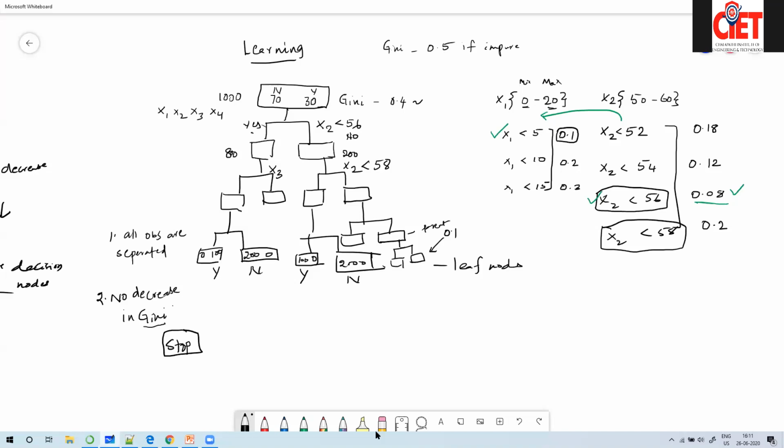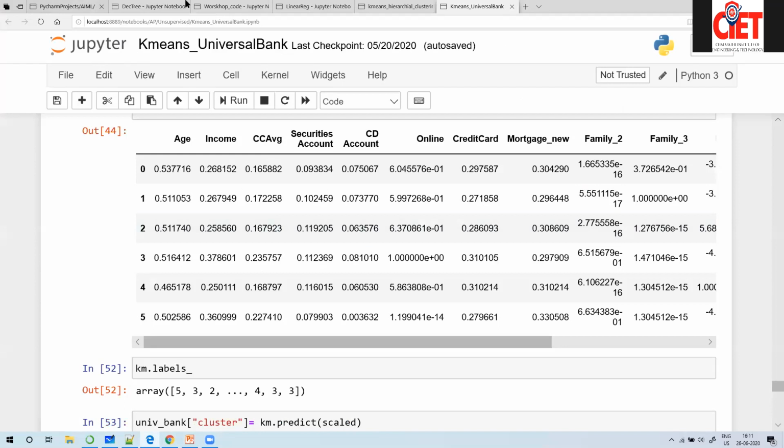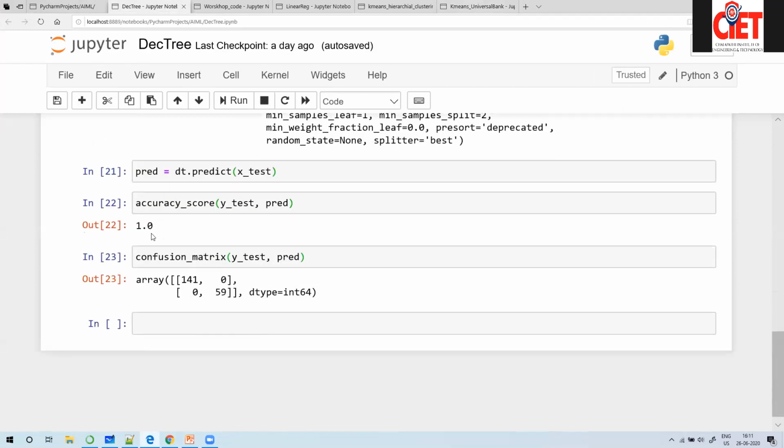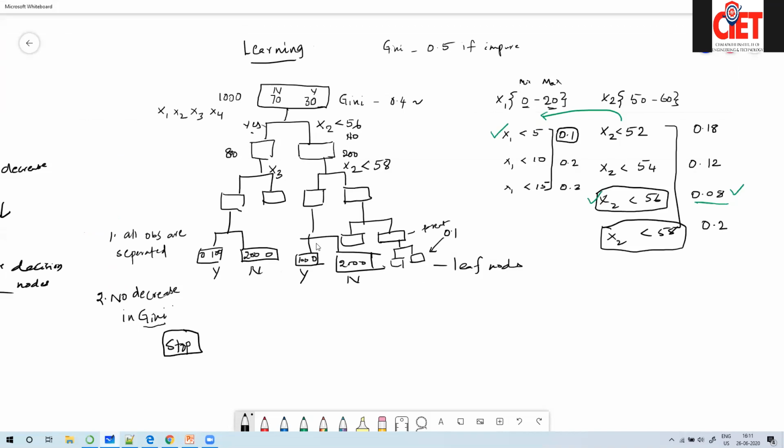Now, we have already built a decision tree in Python, and we looked at how it performed on the test data. We got 100% accuracy, right? What happened here is we gave all our test observations to this tree. Let's take one test observation. You have all input variables, x1, x2, x3, x4. First, is the x2 value less than 56 for this test observation? Let's say it is true. Now it comes here. It falls into this particular node.